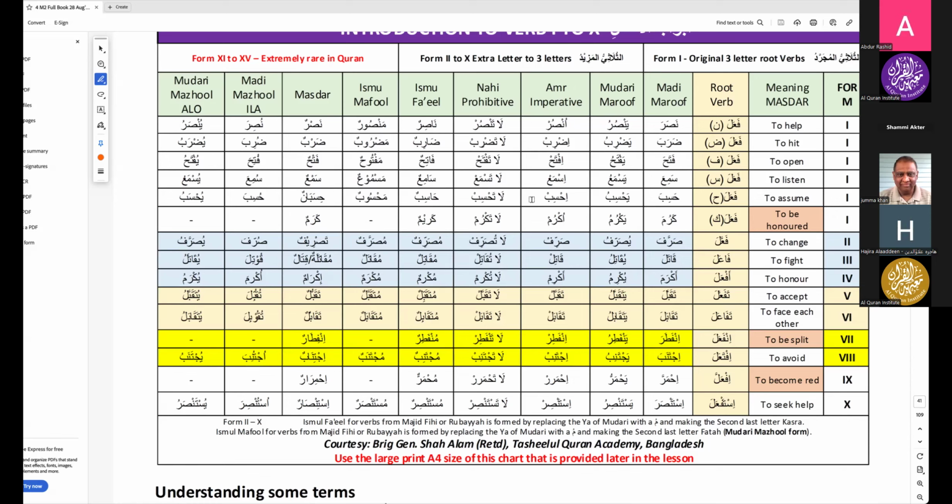As you know, for the masdar of form 1, the most common pattern is fa'lun, like nasrun. But how many other patterns of form 1 are there in masdar? You studied this. Fifteen different patterns. But the most common one is fa'lun, nasrun. Can you see nasrun, darbun, fathun, sam'un? Just one is different.